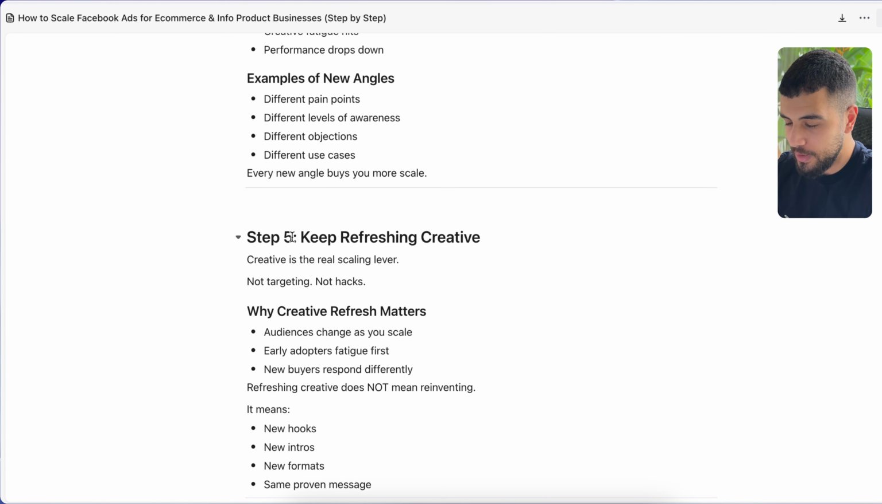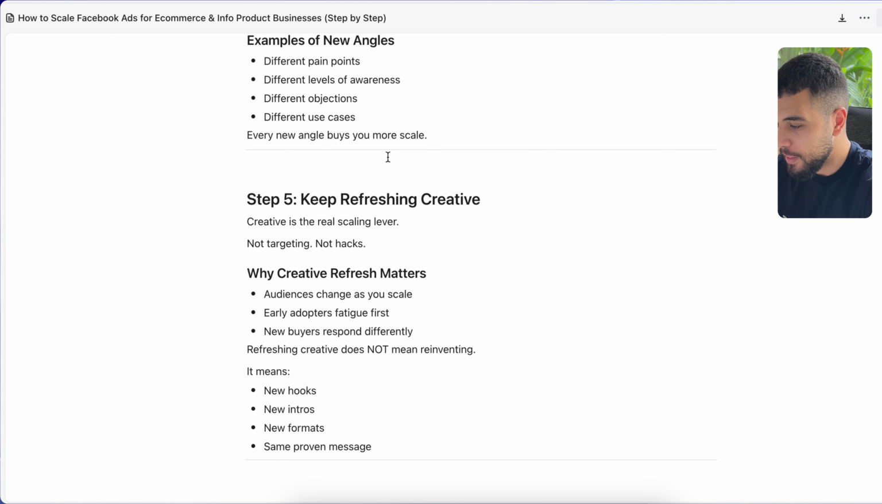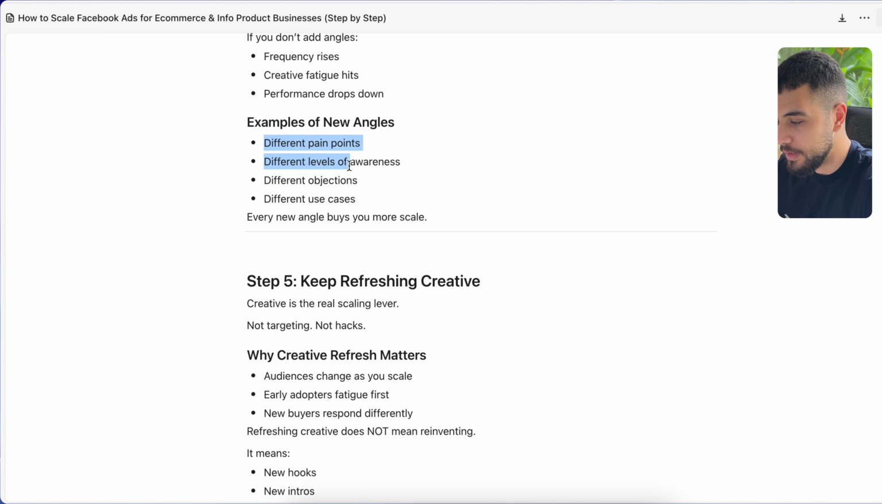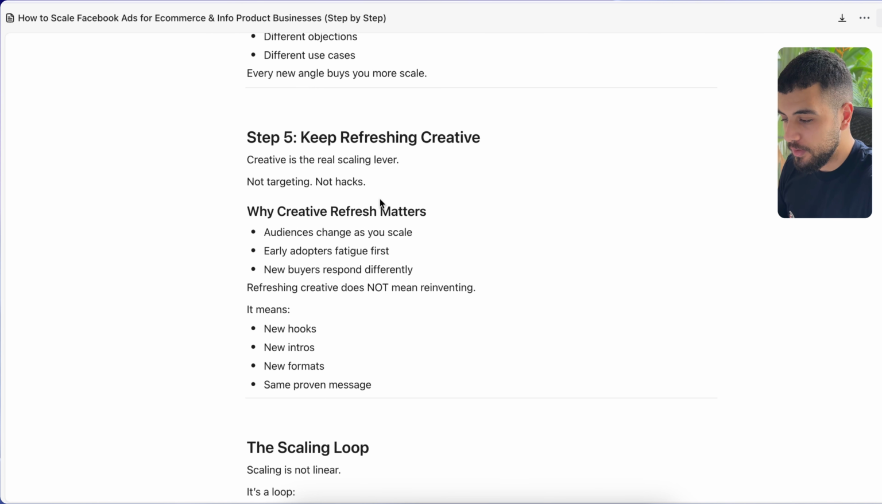So what every angle does is it taps into a different pocket of audience, which is what we want in order to build a successful ad account that scales. We need different angles, we need diversity, especially after the Andromeda update. Step 5 is really similar to step 4 at this point, which is keep refreshing creatives also. So you need to test different angles, and you also need to keep testing different creative formats.